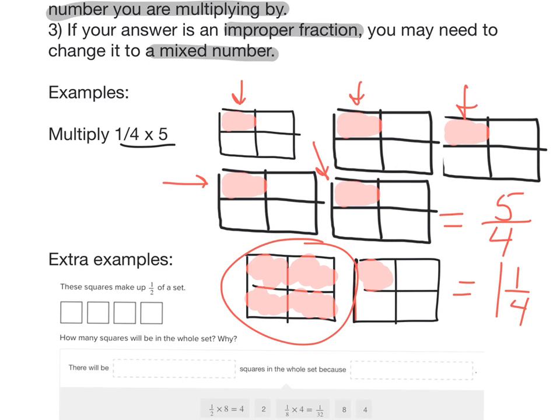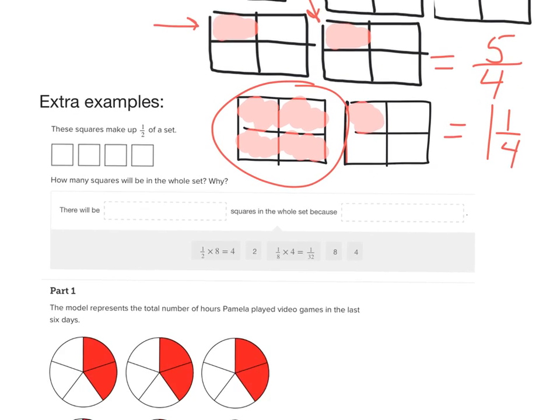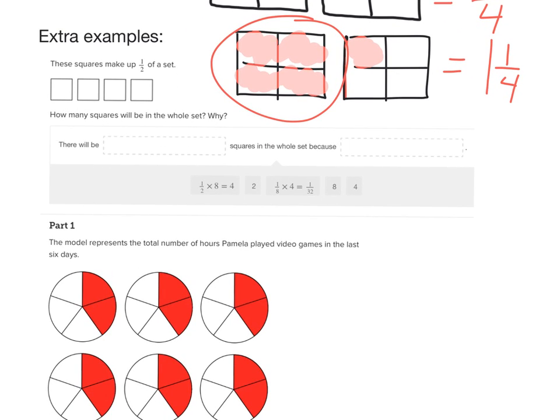So let's do some other examples to make sure this makes sense. These ones you don't put in your notes. Start right here. These squares make up 1/2 of a set. How many squares will be in the whole set? Okay, so if that's half of a set, to get the whole set, I need 2 of those. So I'm going to have all of these, plus I'm going to have another set that looks just like it.